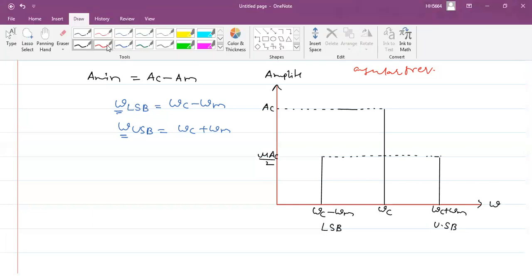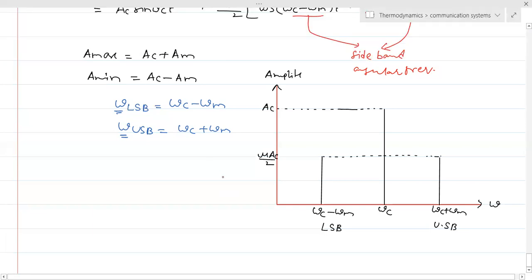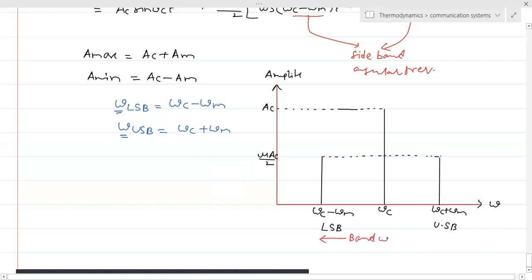So clearly, we need to understand, every communication should be present between the LSB and the USB. So this is known as bandwidth.